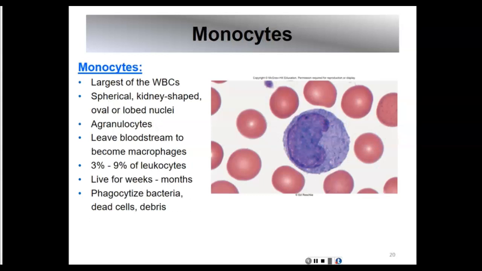Monocytes. They're the largest of the white blood cells. They have a spherical, kidney-shaped, oval or lobed nucleus. This is an agranulocyte. There are no granules in the cytoplasm. Monocytes are unique because they will leave the bloodstream, and when they do, they're now a macrophage. 3 to 9% of your leukocytes are going to be monocytes. They will live for weeks or months, and they can phagocytize bacteria, dead cells, and debris.